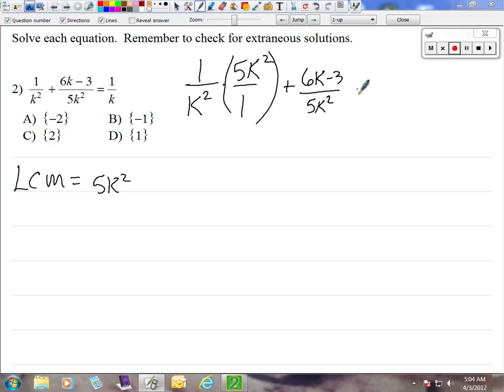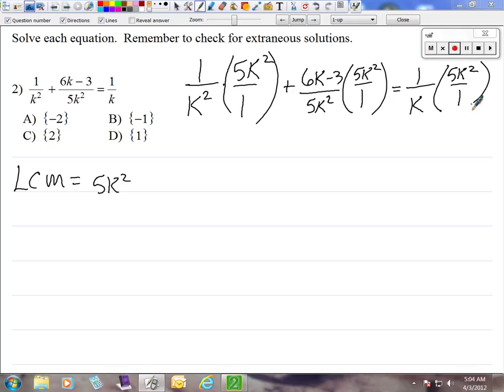There we go. Times 5k squared over 1 equals 1 over k times 5k squared over 1. Again, we're doing the same thing to everything on both sides of the equation. I like to say it's algebraically legal. That's not a math term, but I think you understand what I mean.